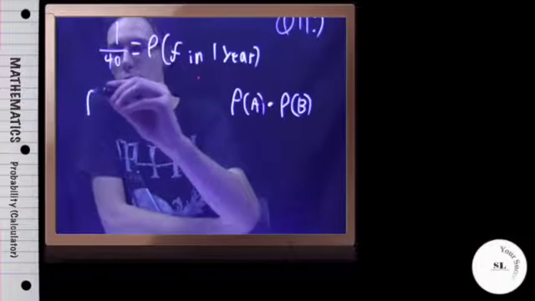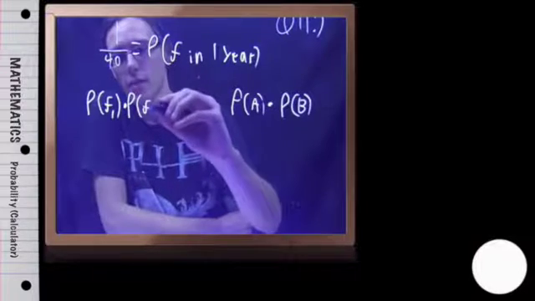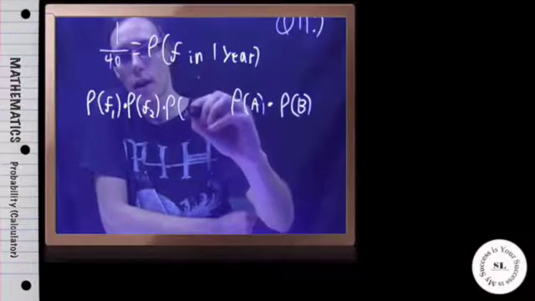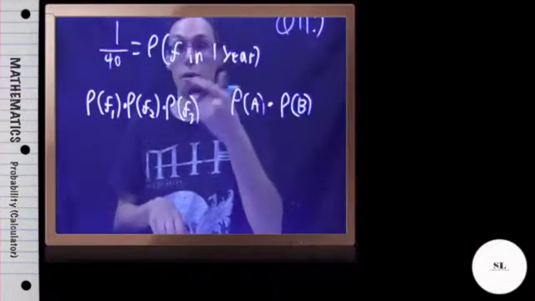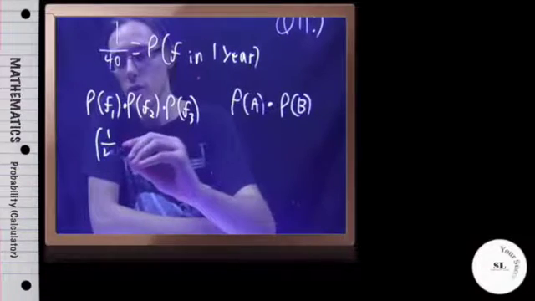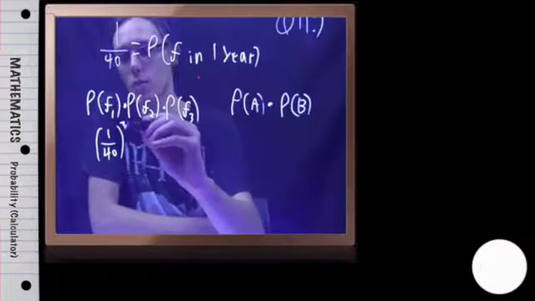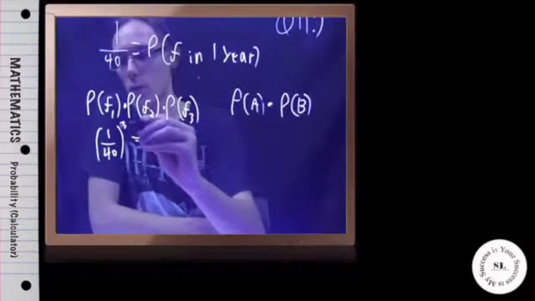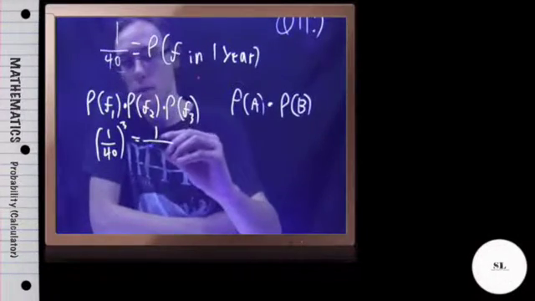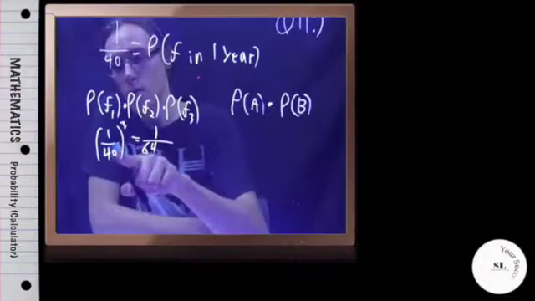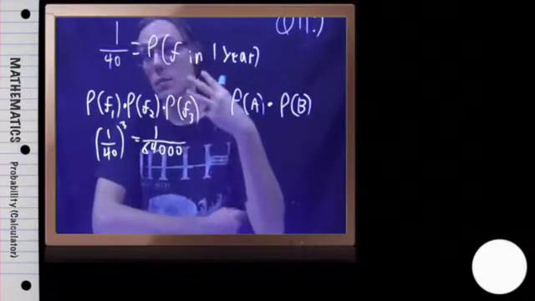The probability of a fire in the first year times the probability of a fire in the second year times the probability of a fire in the third year. Well, every single time the probability is the same. It's 1 out of 40. So that's 1 over 40 times itself 3 times, or in other words, 1 over 40 cubed. If you do that by hand, it's just the top cubed and the bottom cubed. 1 cubed is 1. 4 cubed would be 64. And then you've got 3 zeros. So 1 in 64,000, the chance that it happens 3 times in a row.